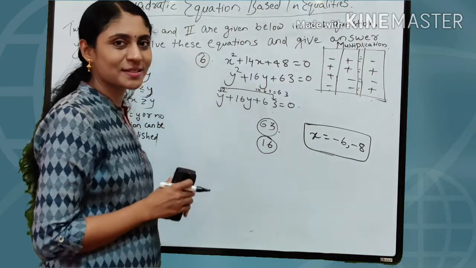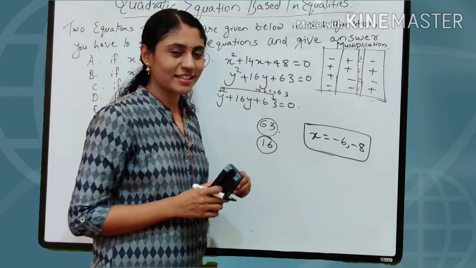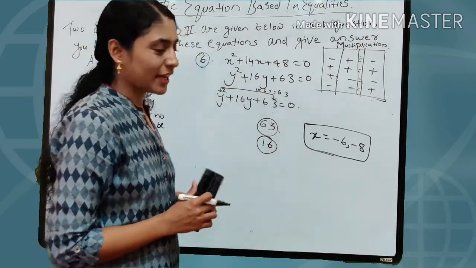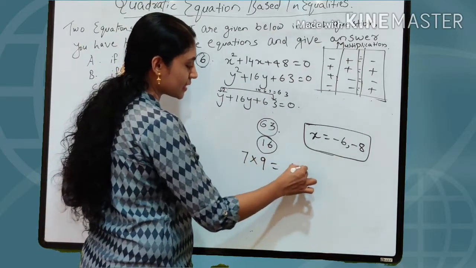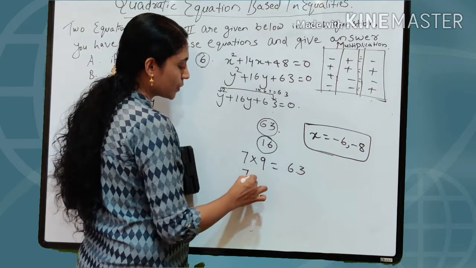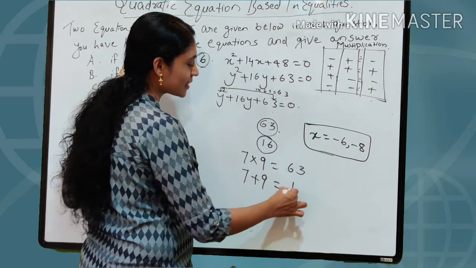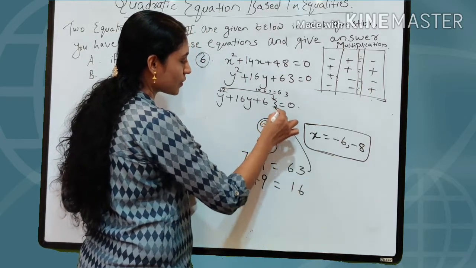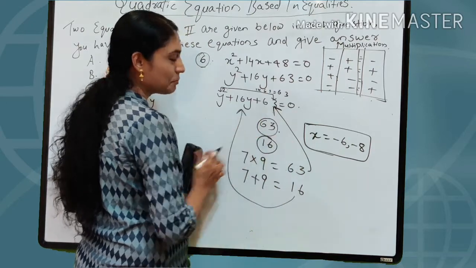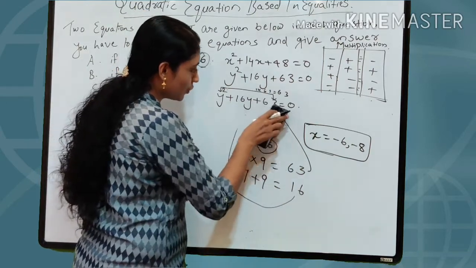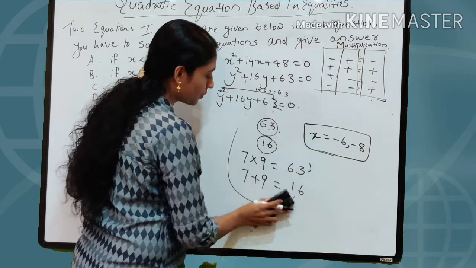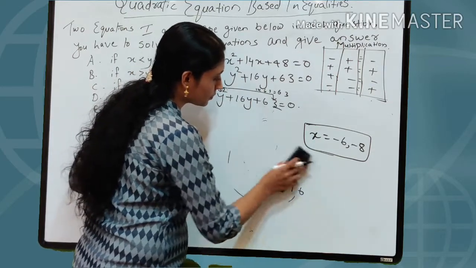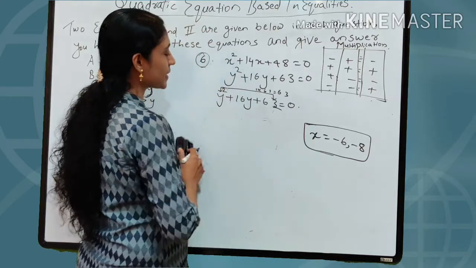So which are the numbers? You got it right? Yes, it is 7 and 9, because when you do 7 into 9, it is 63. When you do 7 plus 9, it is 16. So 63 is the constant term and plus 16 is the middle term. So you got the numbers as 7 and 9, right?